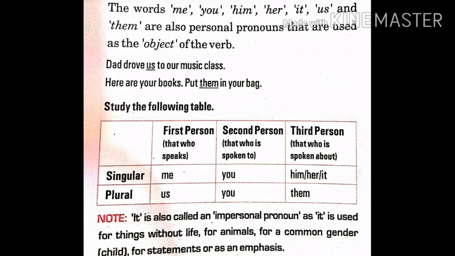Children, remember, it is also called an impersonal pronoun because it is also used for animals, for a common gender, for statements or as an emphasis. For example, the fox is a wild animal. It is very cunning. It refers to the fox. Or when we define the situation, like it is 10 o'clock or it rained heavily last evening.